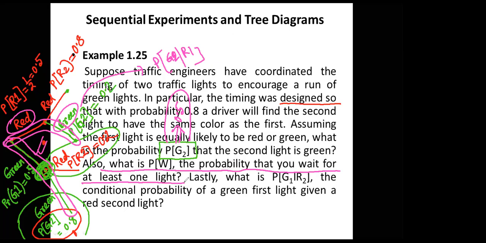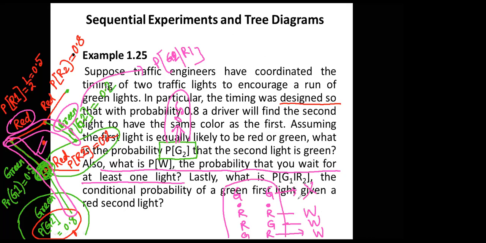So how many combinations are there? This is the first light, this is the second light. How many combinations are possible? Red, green, then green, red, and then green. Is there any other possibility? No. So there are 4 combinations: green green, green red, red green, red red. And they are telling that you wait for at least one red. So in this one you have to wait, this one also you have to wait, but this one, no wait. If both the lights are green, you can directly go.